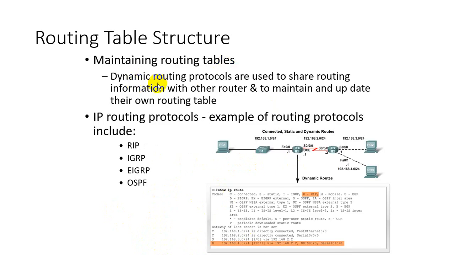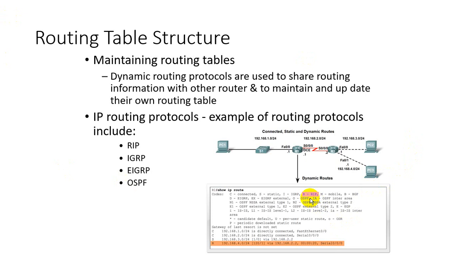So, maintaining a routing table. Dynamic routing protocols are used to share routing information with other routers and to maintain and update their own routing tables. IP routing protocols: examples include RIP, IGRP, EIGRP, and OSPF. RIP is a distance vector routing protocol. EIGRP is an advanced distance vector routing protocol, whereas OSPF is a link state routing protocol.